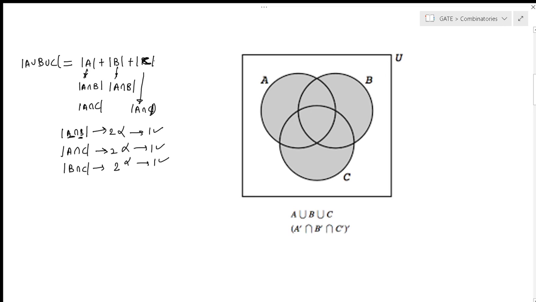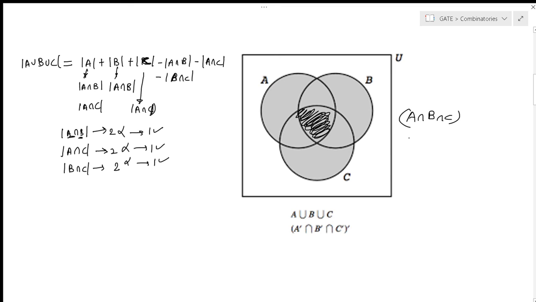So we will simply subtract the A intersection B, we will subtract the A intersection C, and we will subtract the B intersection C. Cool. Now if we look at the big picture, that's correct. But let's talk about this part. This is the most important part. As we saw A intersection B with respect to A and B, let's see A intersection B intersection C with respect to A intersection B, B intersection C, and A intersection C.